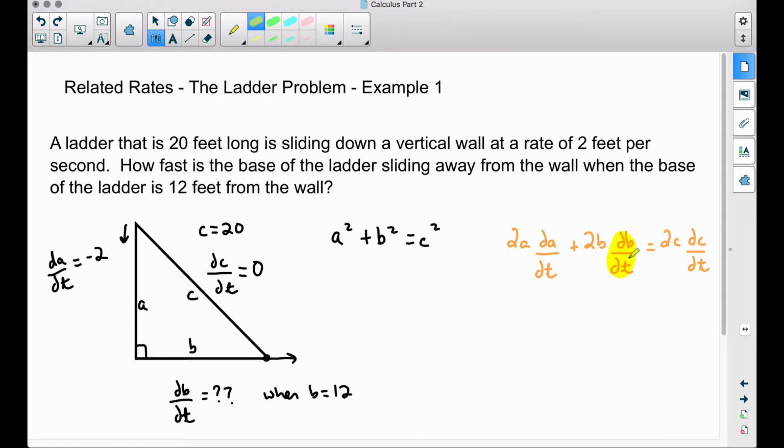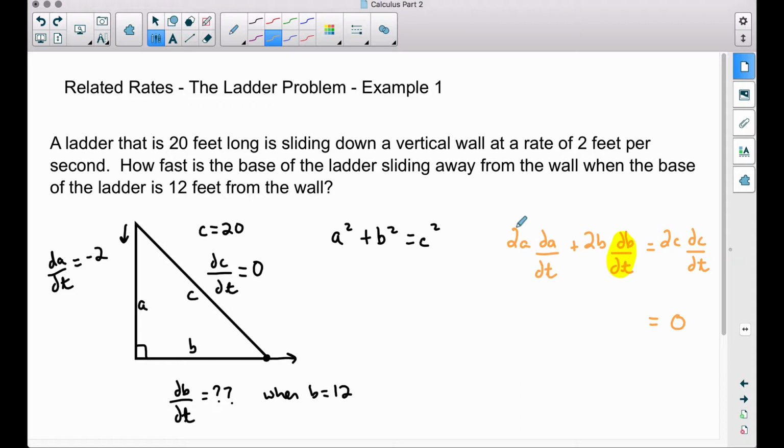To solve for dB/dt, we have to have something to plug into A, dA/dt, B, C, and dC/dt. Notice we almost have all of that already. We know that C is always going to be 20. We know that dC/dt is going to be 0. That's good news. If we take 2 times 20 times 0, we get 0. But we're missing something over here. We know b is equal to 12 at a certain instance. We know that dA/dt is negative 2, but we don't know what a is.